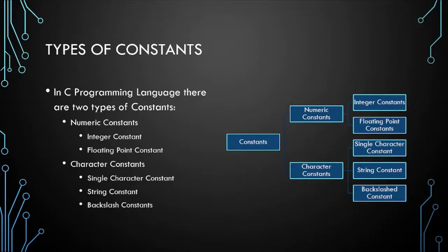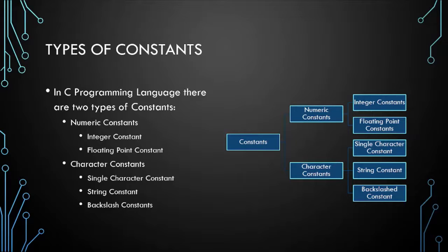In integers, a whole number is taken. So example, you put minus 5.5, only minus 5 will be taken. Similarly, if you put 5.3, only 5 will be taken. So the 0.3 will be discarded. But whereas in floating point constants, if you put 5.3, the whole 5.3 is counted. The 0.3 is not discarded. Okay, now let's go to character constants.